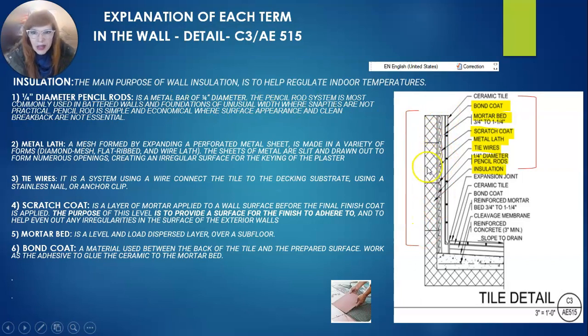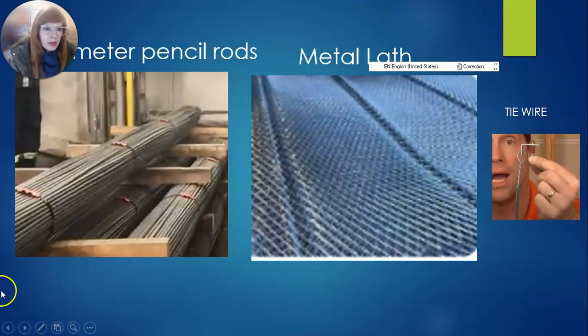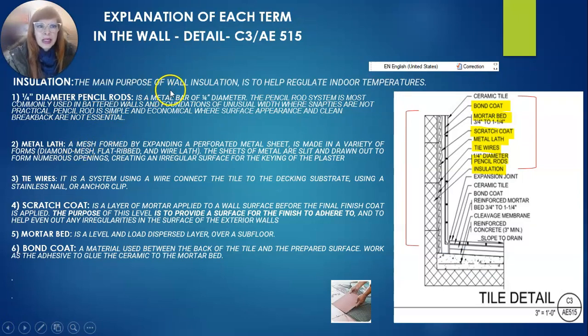First, we start in this order from here to here, from the insulation to the tile. Okay, first start with insulation, that is this part. Insulation, the main purpose, you know, is to help regulate indoor temperatures. They always put it between the wood beams to improve and regulate the temperature.